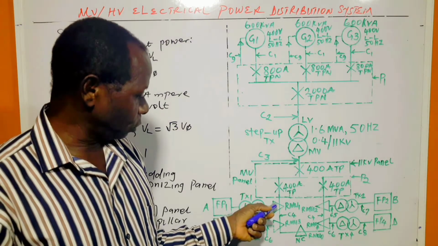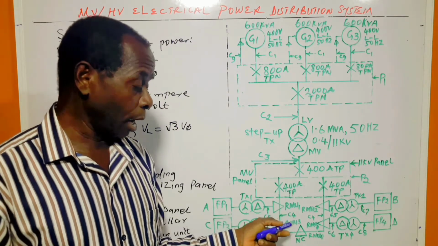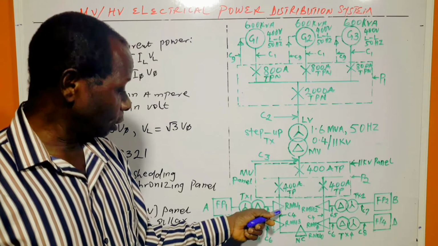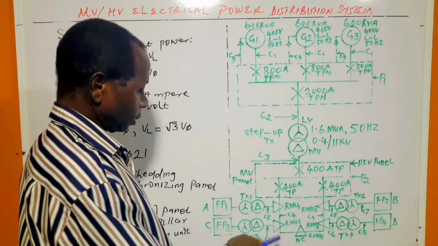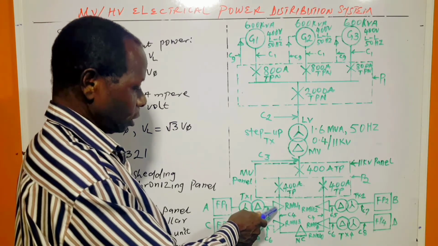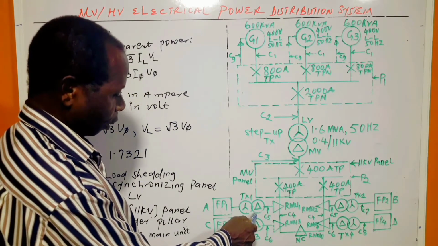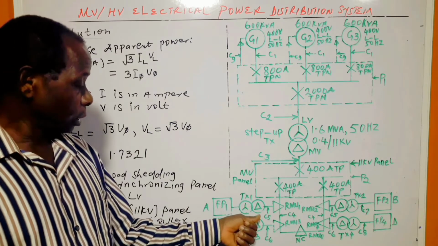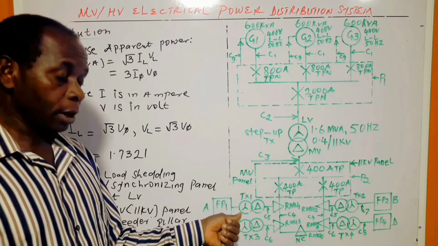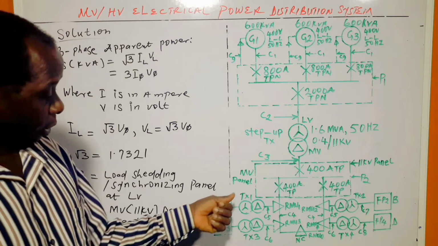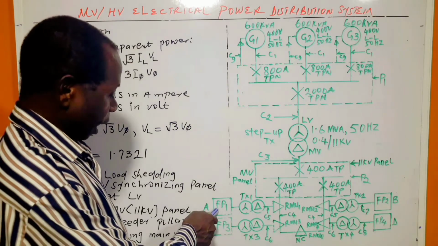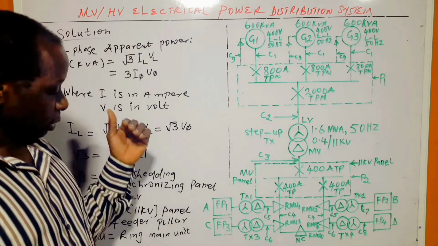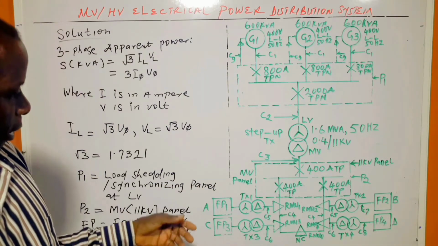Each RMU has a 630 amp switch at each of the network terminals. This is one network terminal, this is another network terminal, and this is the load terminal. What is coming into each of them is 11 kV. So each of them is stepping 11 kV down to 400 volts. And this is feeder pillar 1, feeder pillar 2, feeder pillar 3, and feeder pillar 4. We are going to state their current rating later.